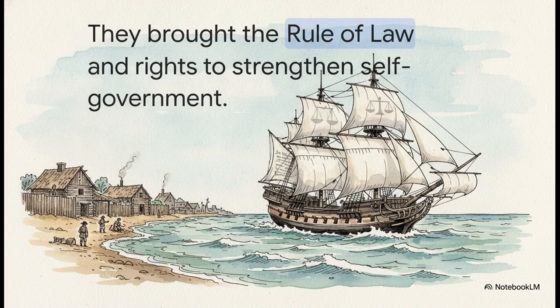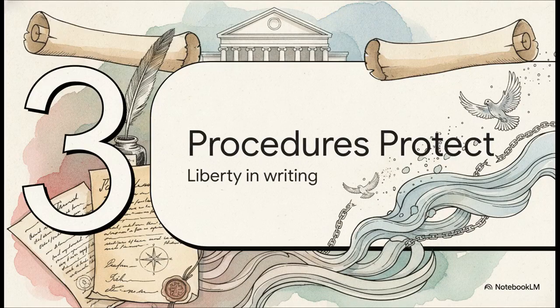They brought the rule of law and the established rights of Englishmen right across the Atlantic with them. These were deeply, deeply ingrained English political traditions, things like due process and limited government. The colonists took those existing ideas and used them as the bedrock to strengthen their new self-government in America. Which brings us to Section 3, Procedures Protect Liberty.